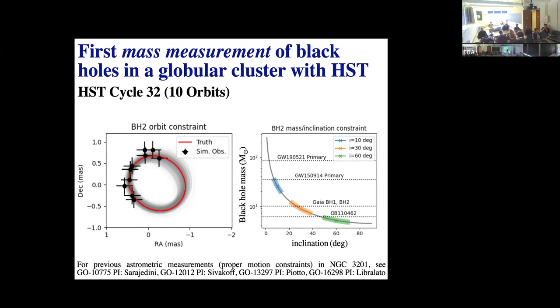As we hopefully discover more black holes through radial velocity measurements, ultimately we'll be able to follow these up astrometrically with either HST or JWST going forward to constrain the mass more directly.